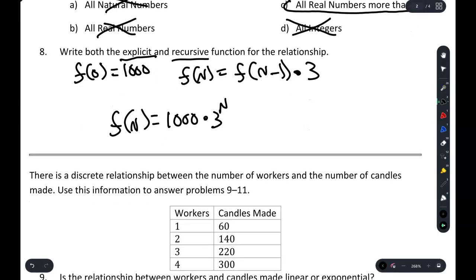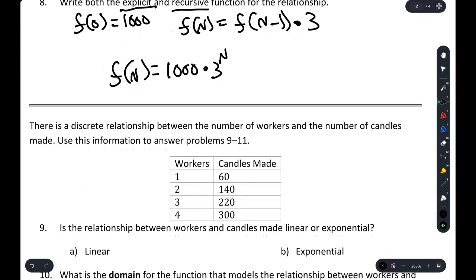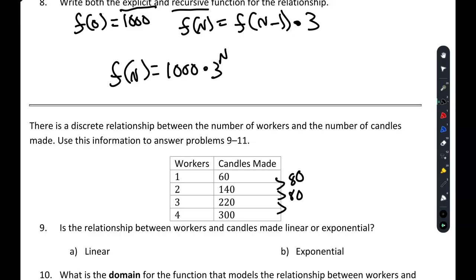All right, let's take a look at this next one. Okay, there is a discrete relationship between the number of workers and the number of candles made. Use the information to answer questions 9 through 11. So we got the workers, 1 worker, 2 workers, 3 workers, 4 workers, and the candles made: 60, 140, 220, 300. So if you look here, we are adding 80 for every worker. So you're adding 80 for each worker.